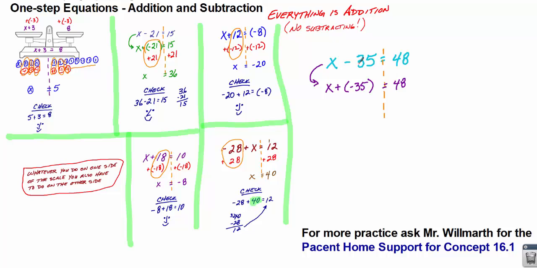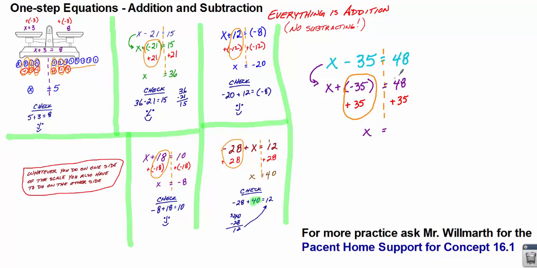Okay, let's finish it together. So we're adding negative 35. How do we cancel that? By adding positive 35. There is a giant zero, 35 zero pairs. If we add 35 there, remember our rule says do the same thing to both sides. We have to add 35 on the other side also. X plus 0 gives us x.